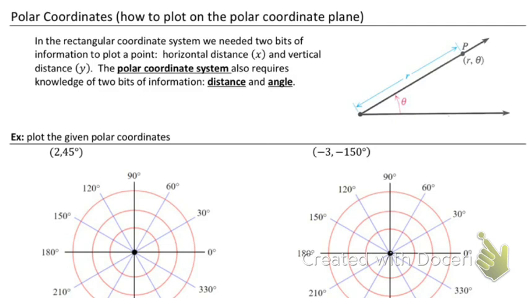You need 2 bits of information to move around it. Rather than up and down, we're going to have a distance and an angle. That distance, most of the time we call r. So that distance is going to be an r value. And that angle, we're going to call theta. If you recognize, those are the exact same terms we were using for vectors and complex numbers. These all work on basically the same system. It just has different names for it.